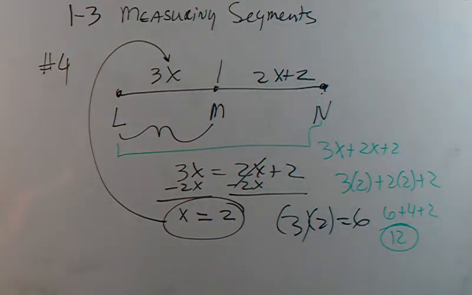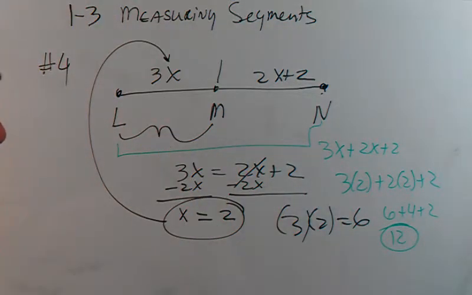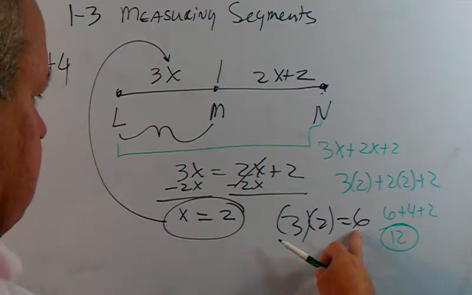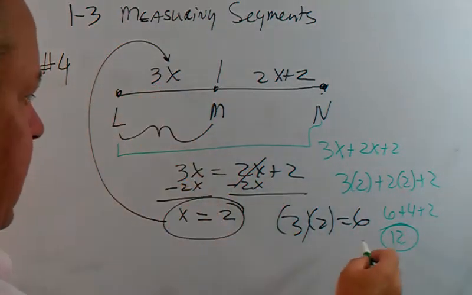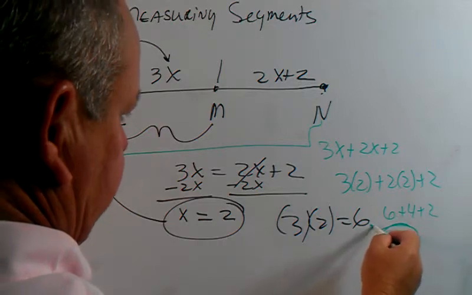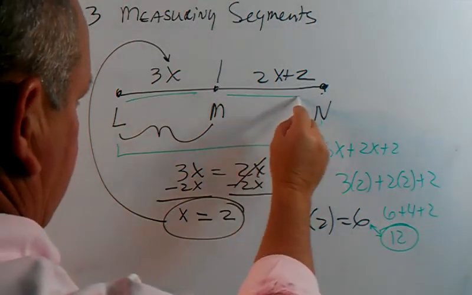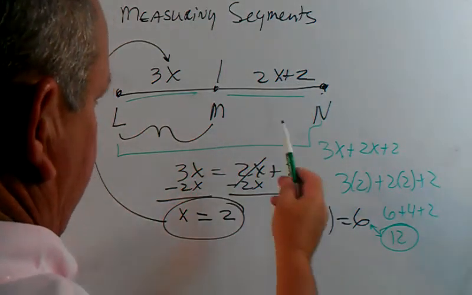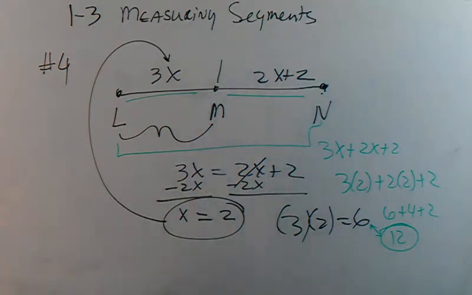And what was the other answer? So this guy was 6. Makes sense, right? We figured out that, yeah, this guy was 6. 3 times 2 is 6. Makes sense, right? That should be 12 because these guys right here are exactly equal, or half, right, of the total length. All right, this is the way we're going to do geometry from now on.